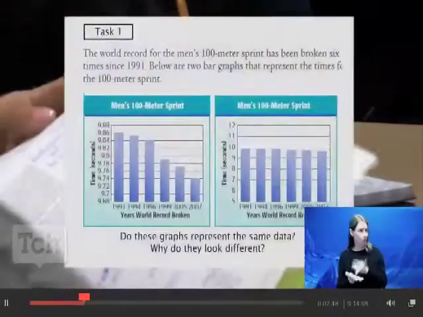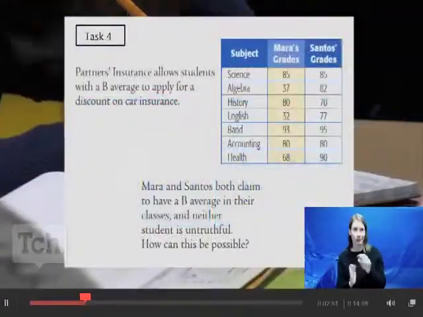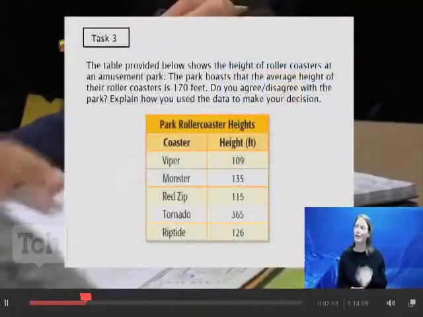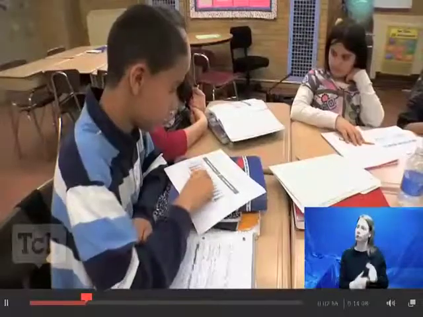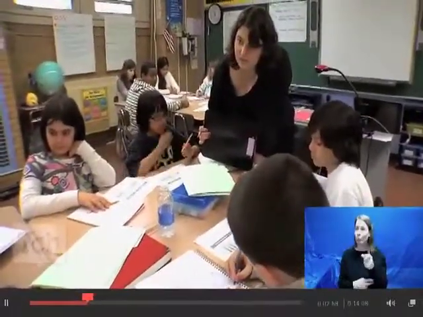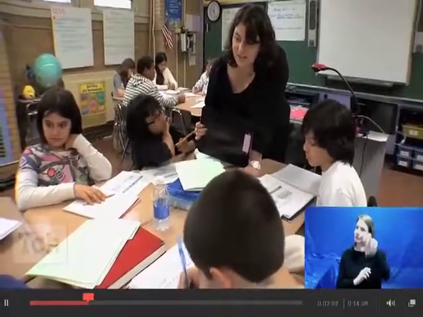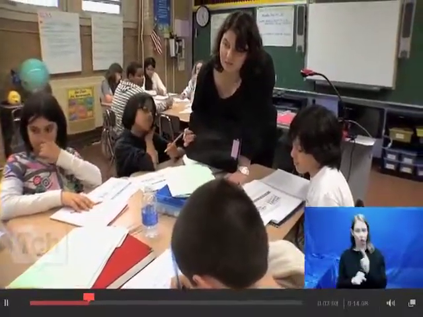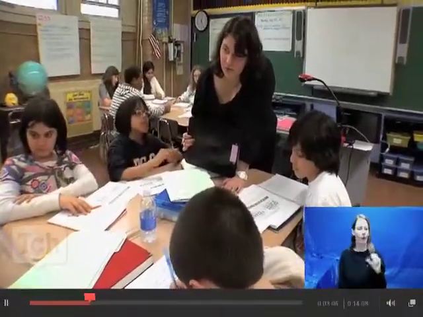Emerald's math problems involve things the kids can relate to: sports statistics, grade point averages, and the varying heights of roller coasters at an amusement park. To teach these more rigorous tasks aligned with the Common Core, Emerald has started using something called accountable talk, getting the kids to have conversations with her and each other, which helps reinforce what they're learning.